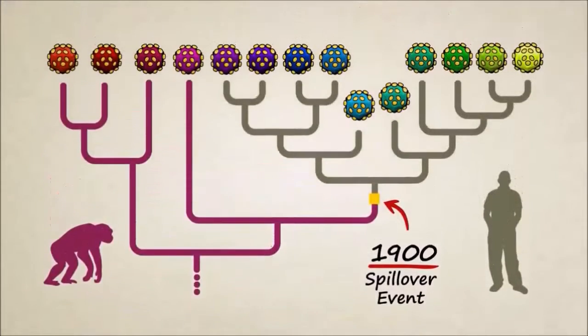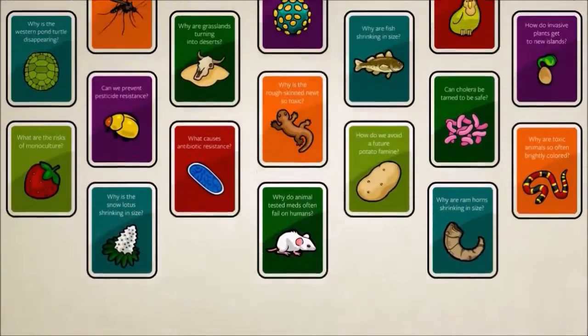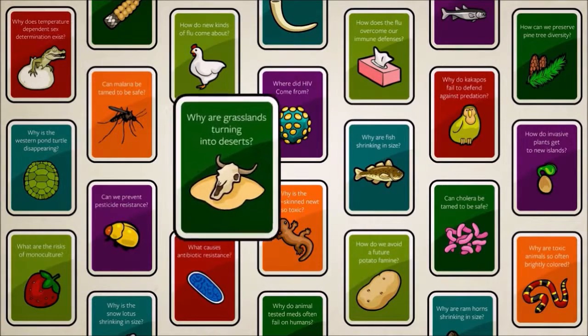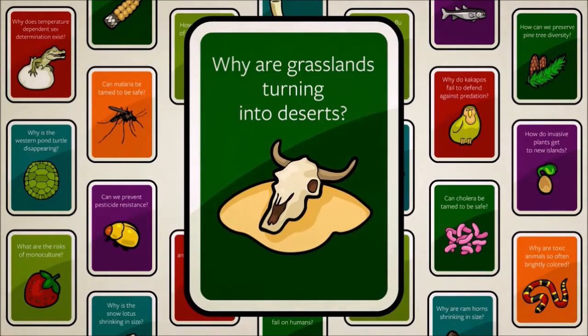Understanding that HIV spilled over from animals to people allows us to better understand how the virus works and is helping us prevent new diseases from spilling over in the future. In our final example, we'll see how evolution applies to environmental protection by looking at the mystery of the growing deserts.